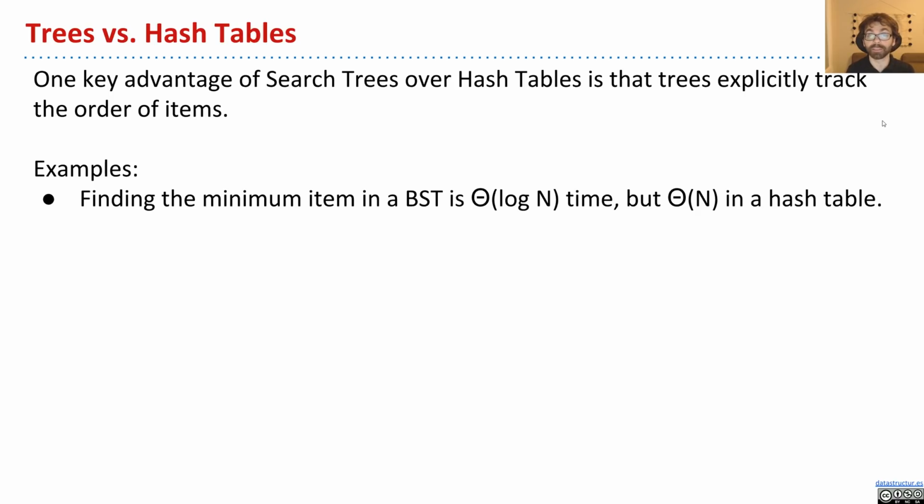We would just go down the left side over and over and over until we don't have any more places to go, and we're done. But in a hash table, of course, finding the minimum item, it could be anywhere. So it takes theta n time.